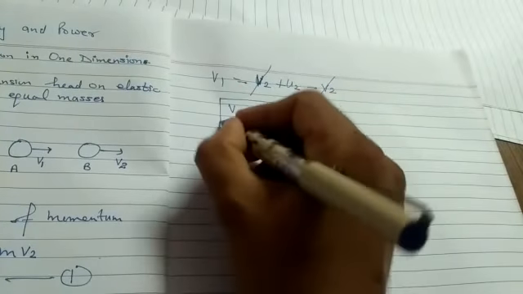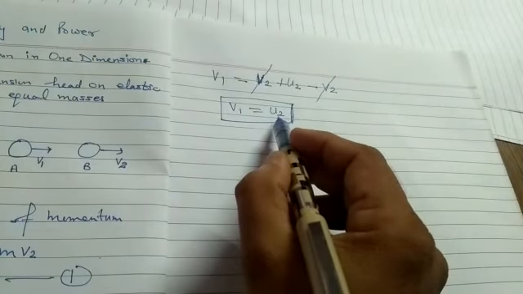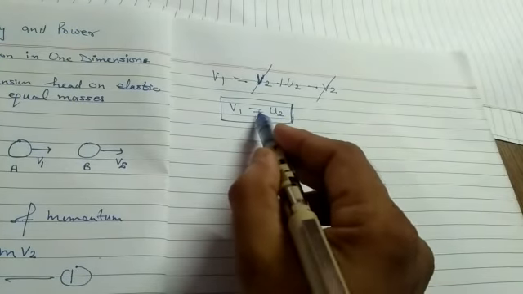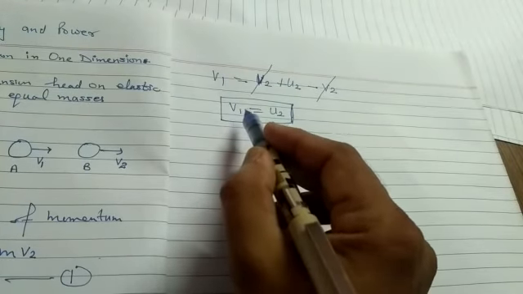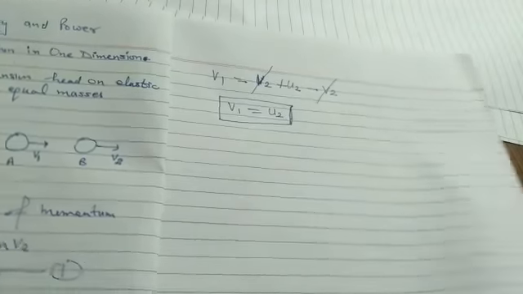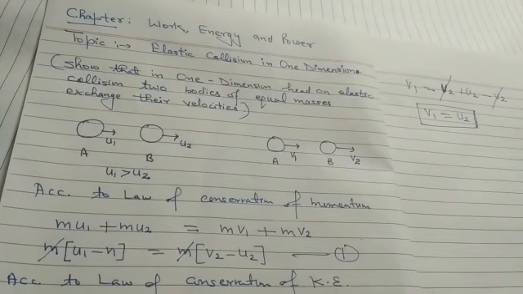It means whatever the initial velocity of the second body becomes the final velocity of the first body. It means these two bodies having the same mass m, after a head-on elastic collision in one dimension, exchange their velocities.